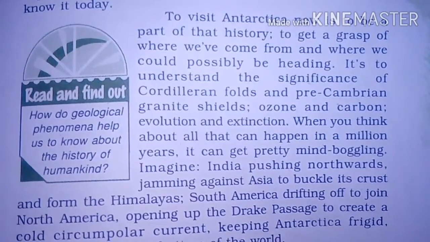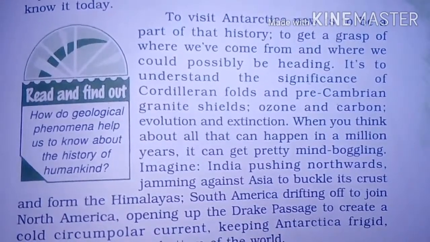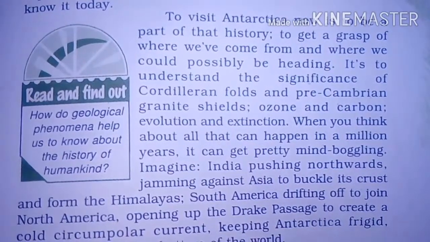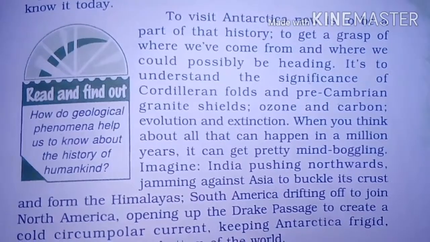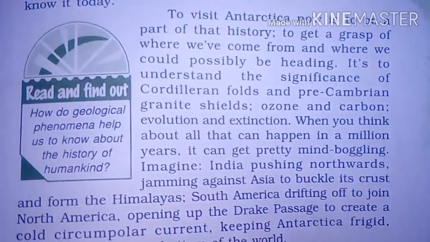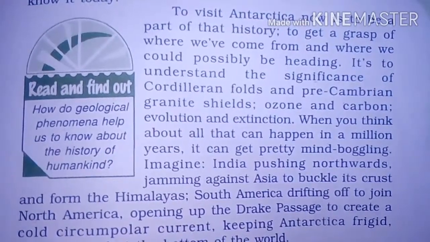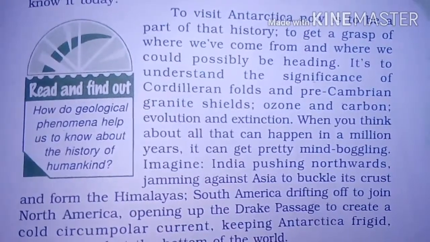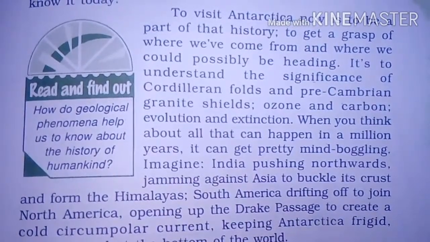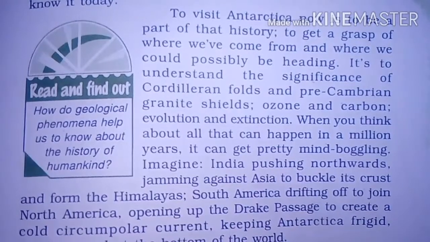All the mysteries can be revealed by going there. It's to understand the significance of Cordilleran folds and Precambrian granite shields. It also provides an opportunity to understand these things, the faults and the shields, that is the rocks and the faults, the system of the plates and all.